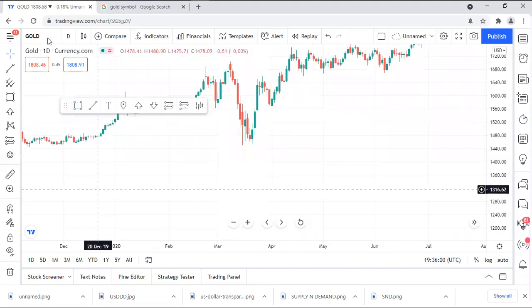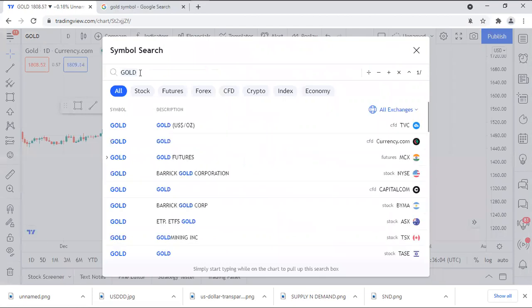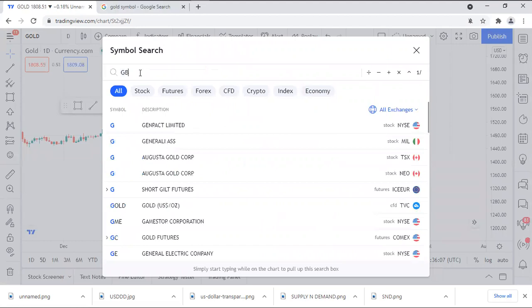Let's go to GBP USD so that I can show you that here.